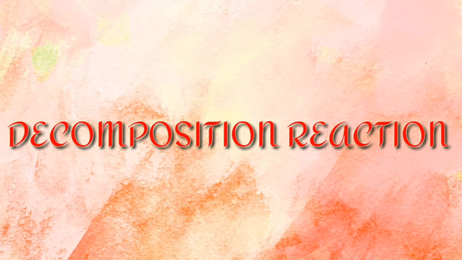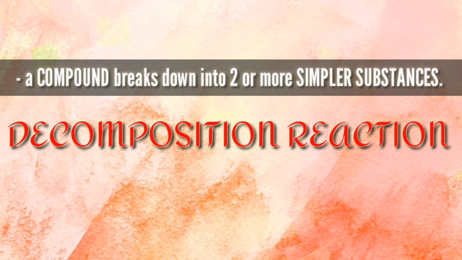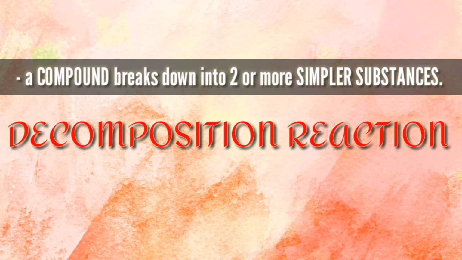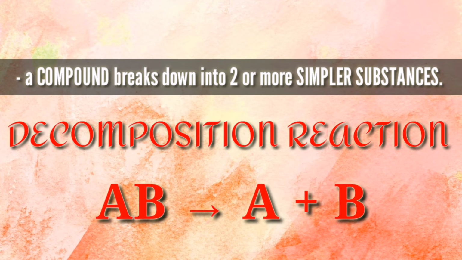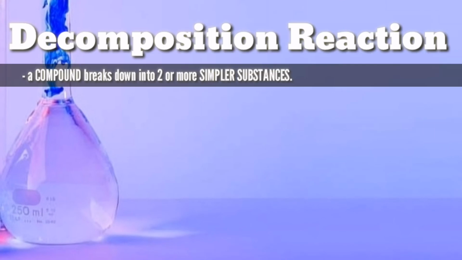In this video, you are going to learn the decomposition reaction. A decomposition reaction is a reaction in which a compound breaks down into two or more simpler substances. The general form of a decomposition reaction is AB equals A plus B. As you can see, decomposition reaction is the direct opposite of combination reaction.